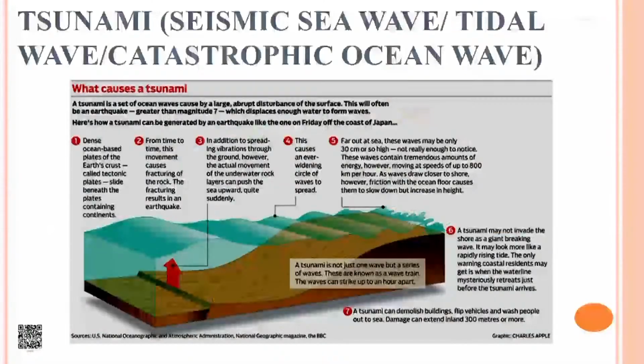So, this is a flow chart which shows what causes tsunami. There is a process of creating a tsunami in this figure. First, dense ocean-based plates of the earth's crust, called tectonic plates, slide beneath the plates containing continents. Second, from time to time, this movement causes fracturing of the rock. The fracturing results in an earthquake, in addition to spreading vibrations through the ground.